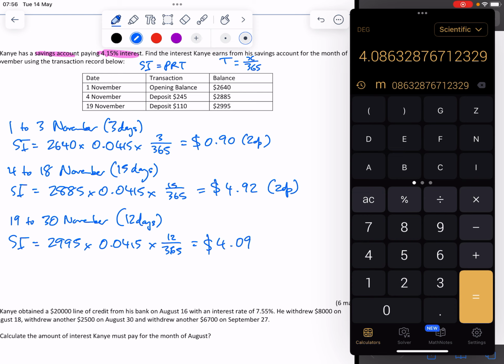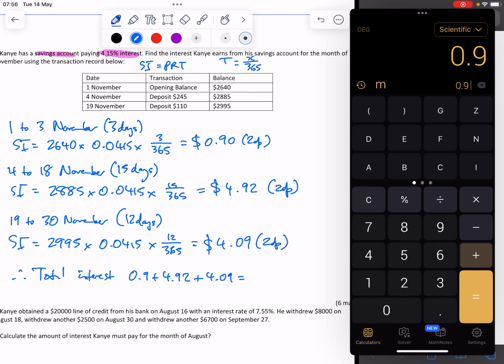Therefore, total interest: 0.90 plus 4.92 plus 4.09, $9.91 in November.